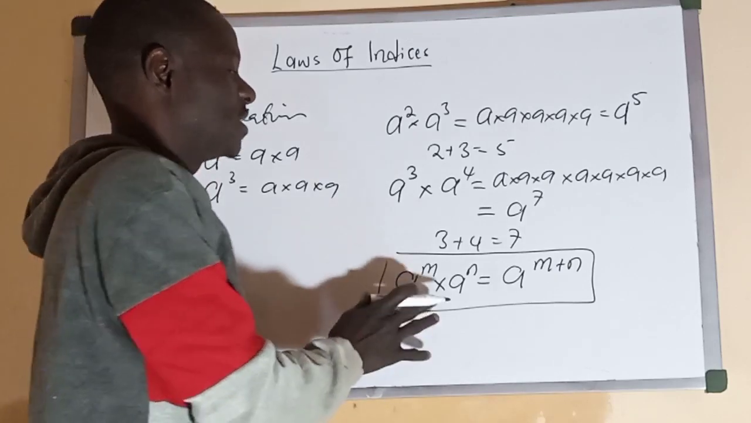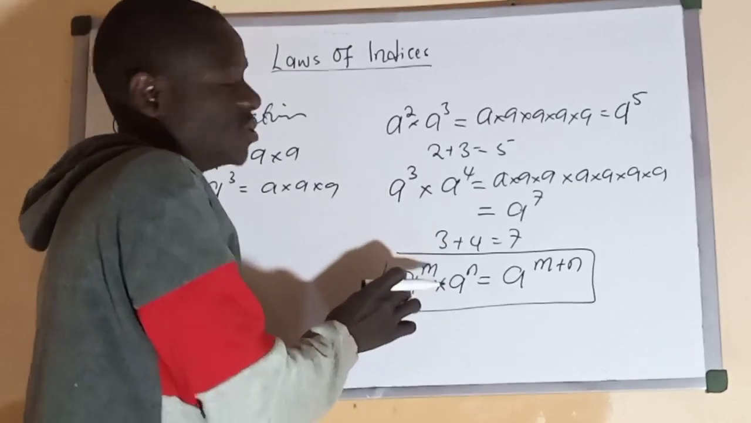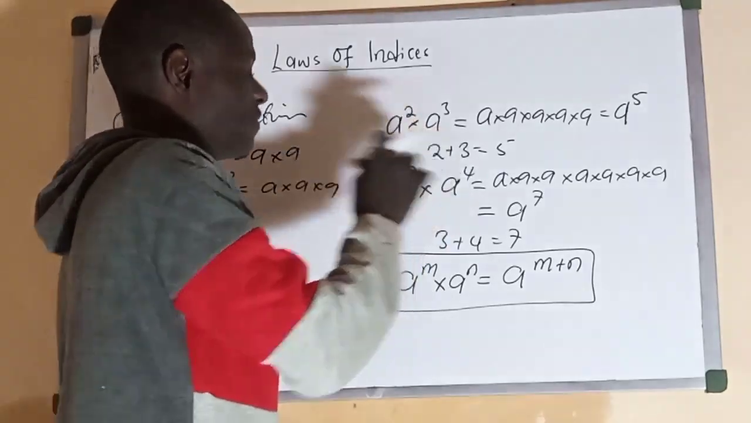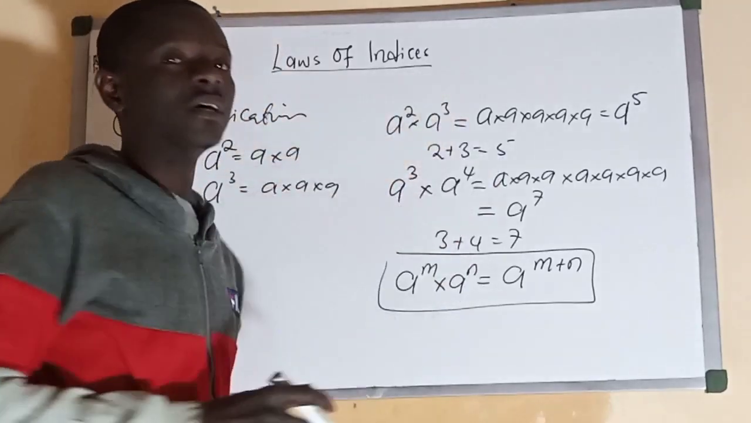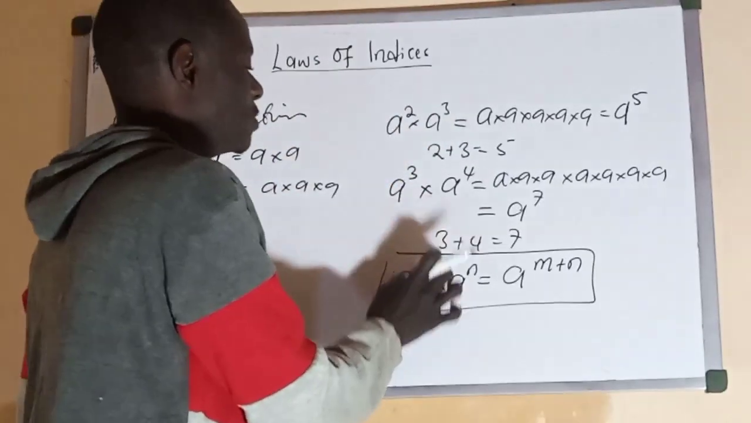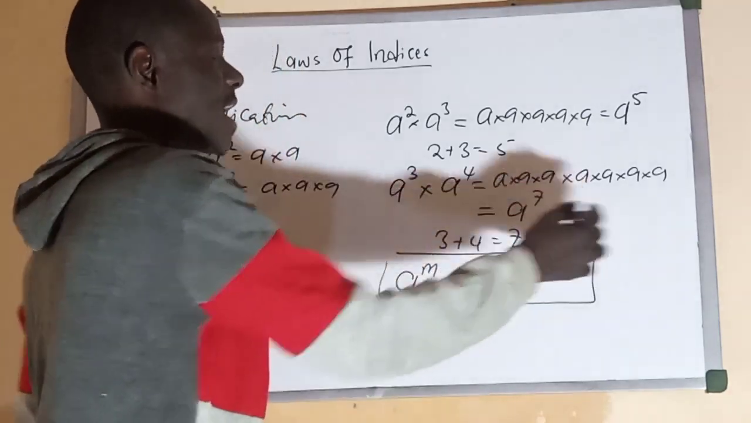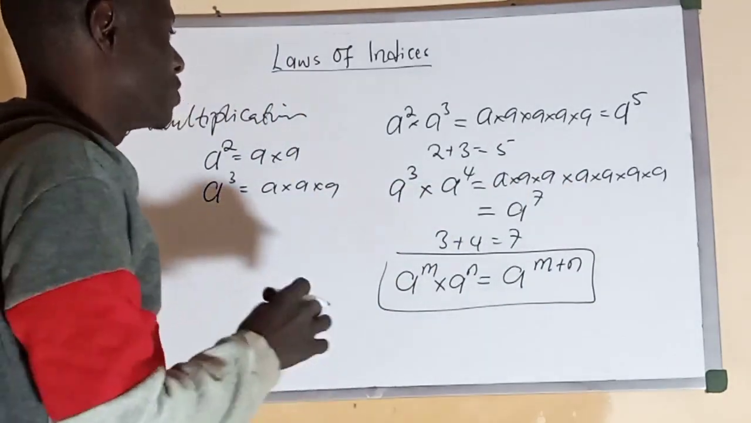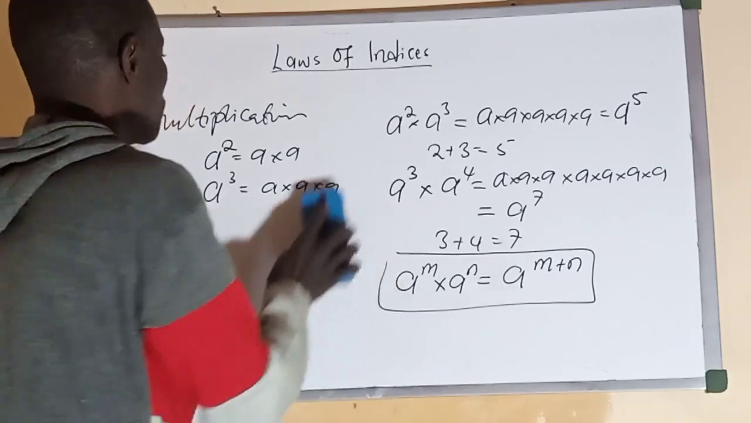I hope we are following. This is what we call the multiplication law. Whenever you have a base number raised to a power, and then you multiply the same base number with another power, you just use one of the base numbers and add the powers. This is what the multiplication law is saying. The next one is the division law.